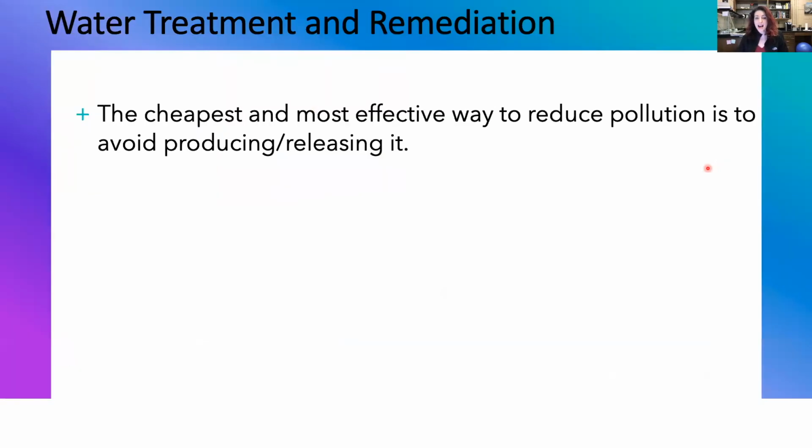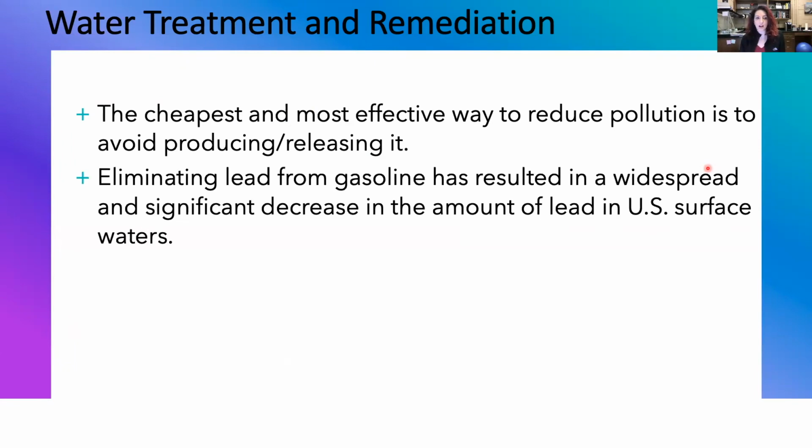So what are some avenues that we have for water treatment and remediation? Well, the cheapest and most effective way to reduce pollution is to stop producing the pollution, or at least stop releasing it into those waterways that we rely on. Eliminating lead from gasoline has resulted in a widespread and significant decrease in the amount of lead in US surface waters, which is really, really great.